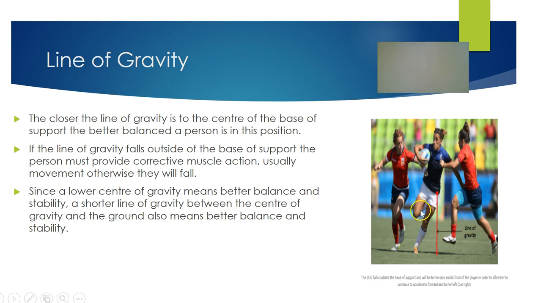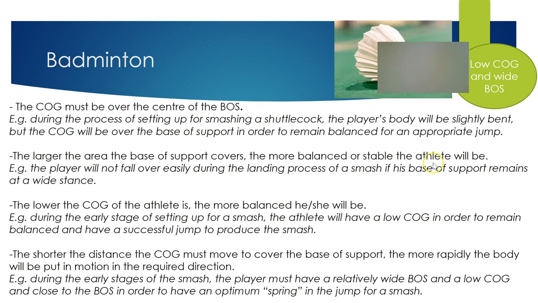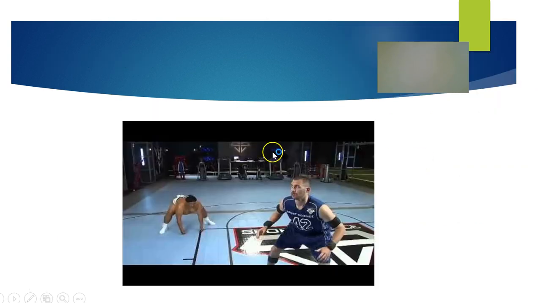Okay, if she didn't have force on that left side of the body, she would be falling over. Okay, so obviously she is in that running position, but she's leaning to her left, and obviously her arm is there. She's fending off, but she's also getting some stability as she's fending off. Okay, let's look at the base of support. So the base of support is the area around the outside edge of the sections of your body in contact with the ground or surface. So let's go back.